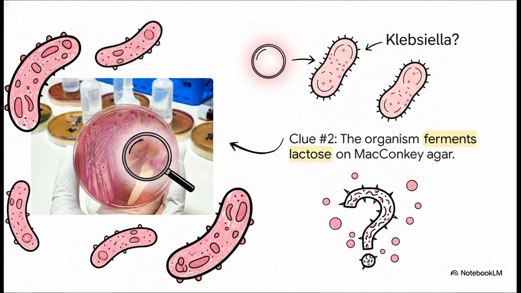This is the result on what's called MacConkey agar. See those super bright pink colonies? That color tells us our culprit is a lactose fermenter. This is a huge step forward. But it also kind of deepens the mystery, because another one of our major suspects, Klebsiella, is also famous for fermenting lactose. So the plot thickens.